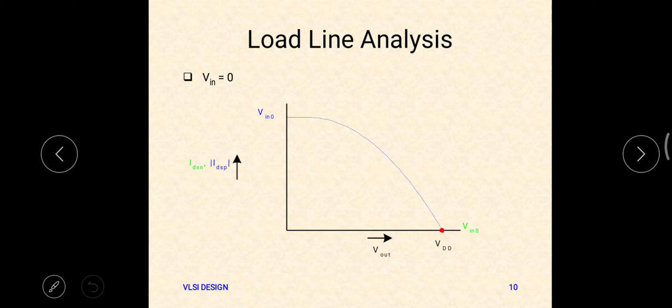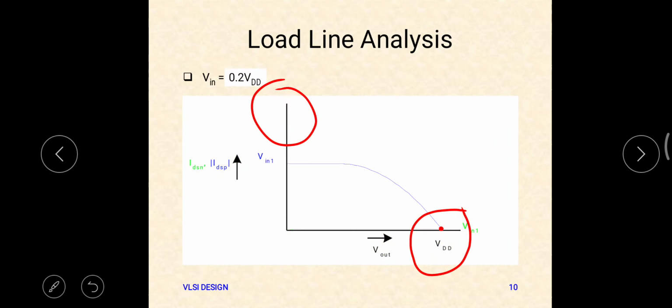Similarly, we'll go for the reverse case. When the input is 1, that is VDD, when the power supply and the input are the same voltage, then NMOS will be in the short circuit and PMOS will be in the open circuit. So the output terminal will be connected to the ground, which means that V out is equal to 0. So when V in is 0, V out is 1, and when V in is VDD, V out is 0. This is what this diagram represents.